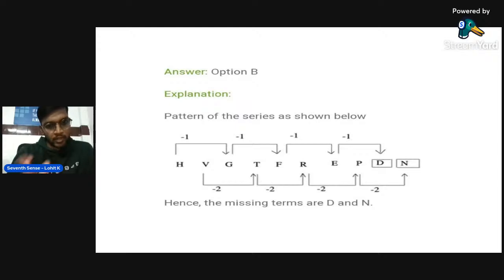So what is the answer you got here? That is D and N here. Okay, so the answer for this will be D and N. So like this, you have to follow the sequence and you have to get the answer.